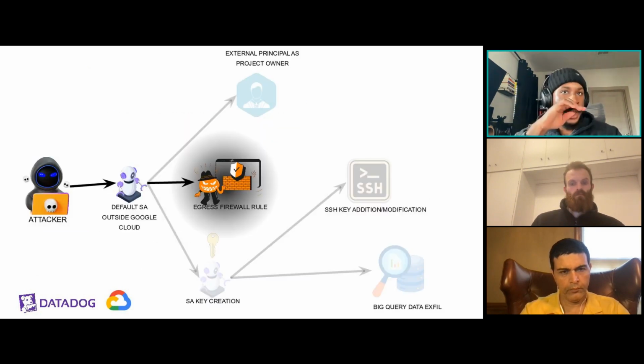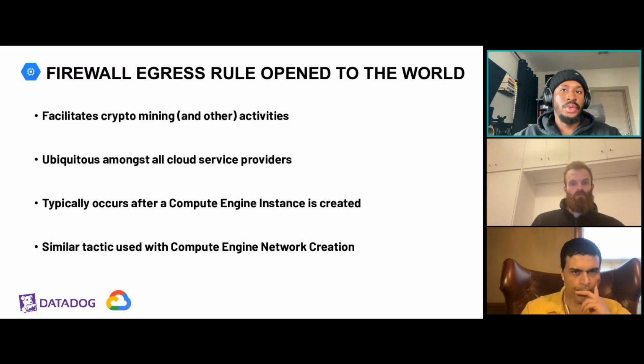The next one we're going to be looking at is the creation of an egress firewall rule. Now, this is also pretty ubiquitous amongst other cloud providers in terms of crypto mining activity. This is when an egress firewall rule is being opened up to the world, and it typically facilitates crypto mining for attackers when they're trying to compromise compute instances, or Compute Engine instances in this case for Google Cloud.